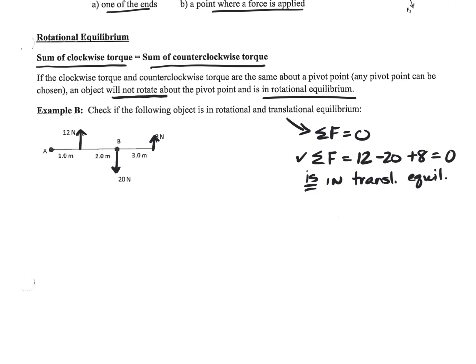Now we have to figure out whether or not it's in rotational equilibrium. That means the sum of the torques is equal to 0. So we have to figure that out. Now the sum of the torques depends on where the pivot is and whether or not the thing is going to cause it to go clockwise or counterclockwise. So where is my pivot here? This looks like a pivot, doesn't it? So there's my pivot.